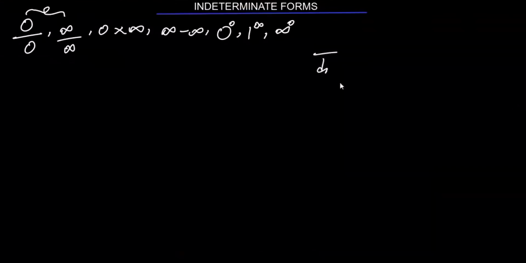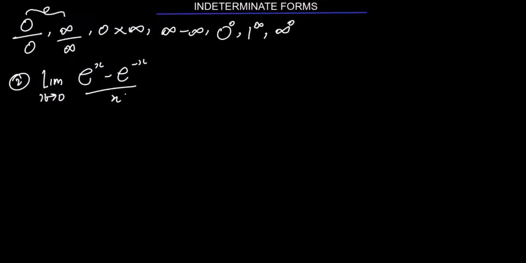We are still going to be using the L'Hospital rule. So the next question is this. If I have the limit as x tends to 0 of (e to the x minus e to the negative x) over x, let's substitute directly. What do we have?